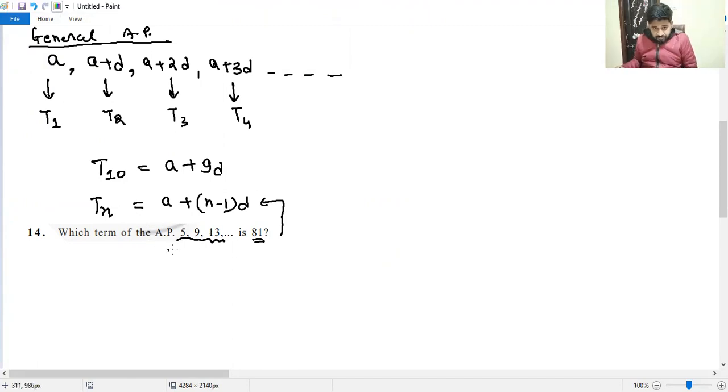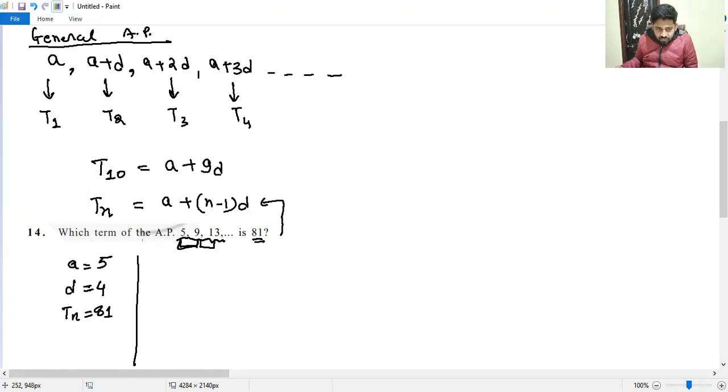So here we have to find which term, that means what? The value of n we have to find in this question. The nth term, the last term, is given as 81, and the first term a is 5. The first term of the progression is a, and obviously we have to find d, which is the difference of two terms, that is 9 minus 5. We can see 9 minus 5 is 4, and 13 minus 9 is also 4. So d is 4 here, and we'll take Tn as 81, and we have to find the value of n.